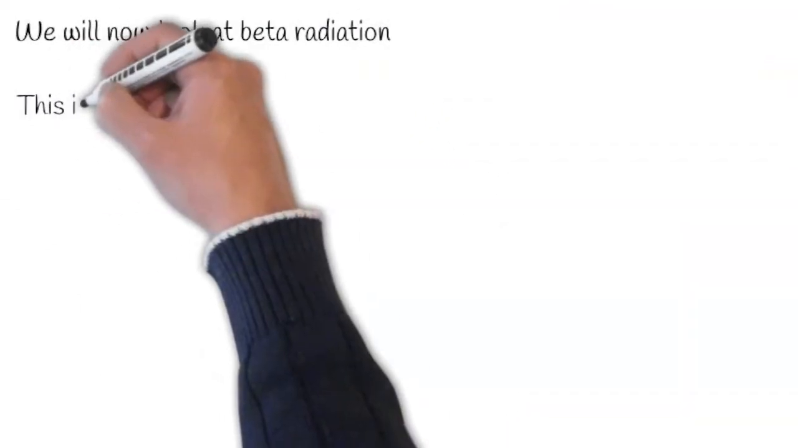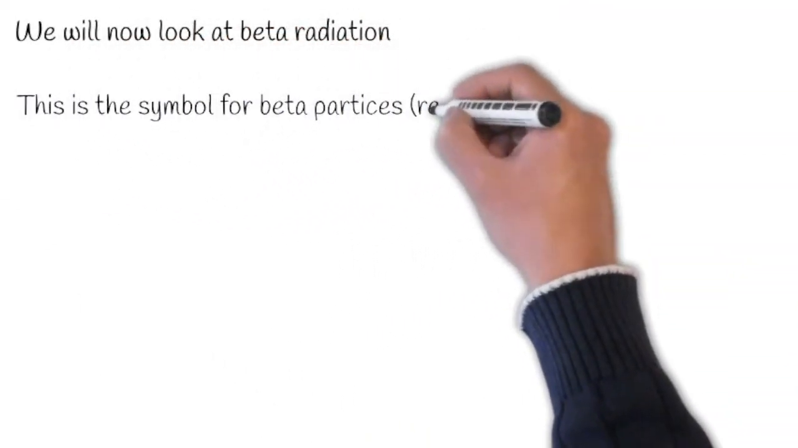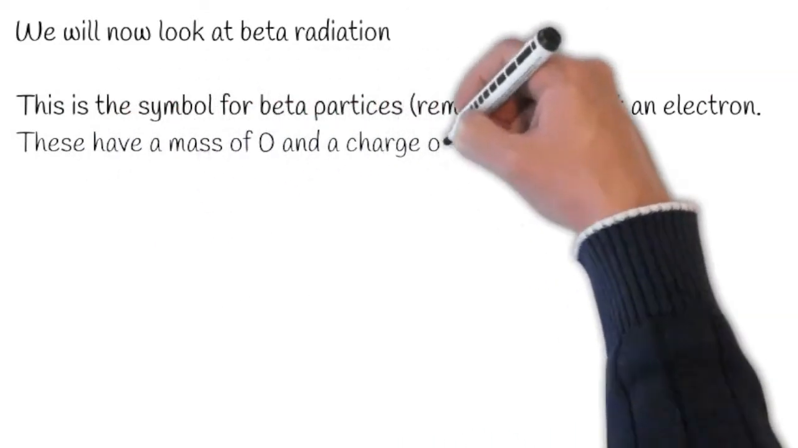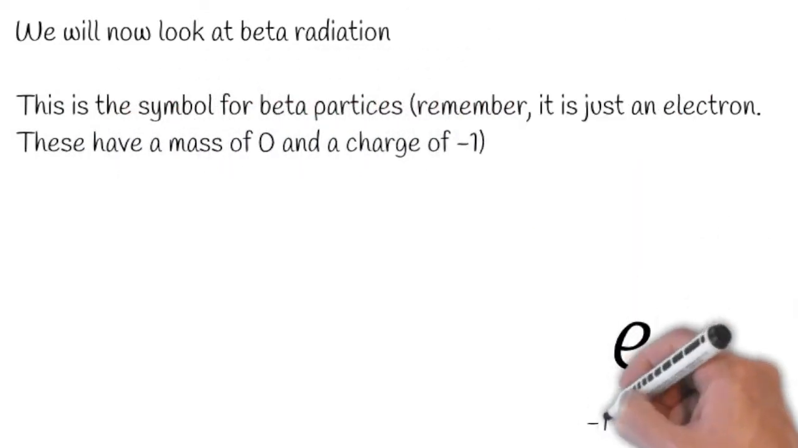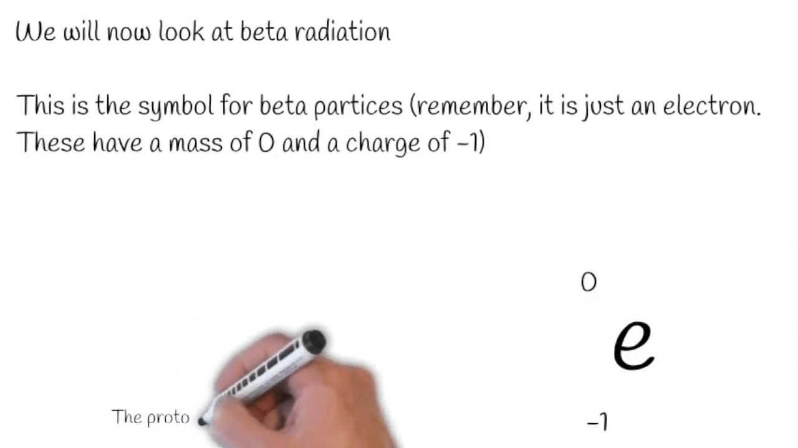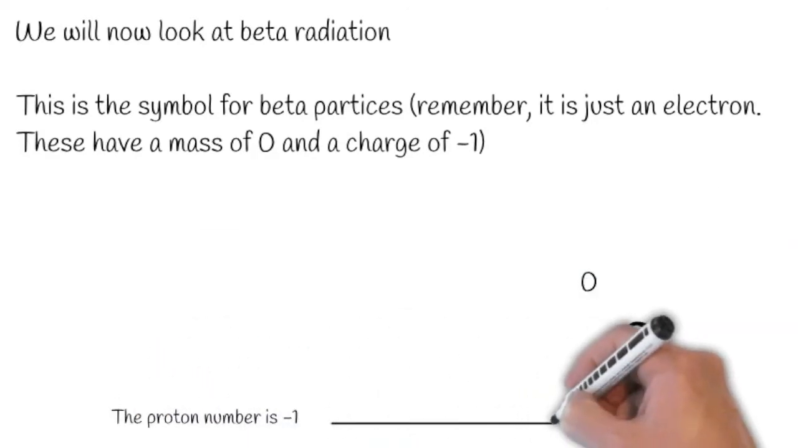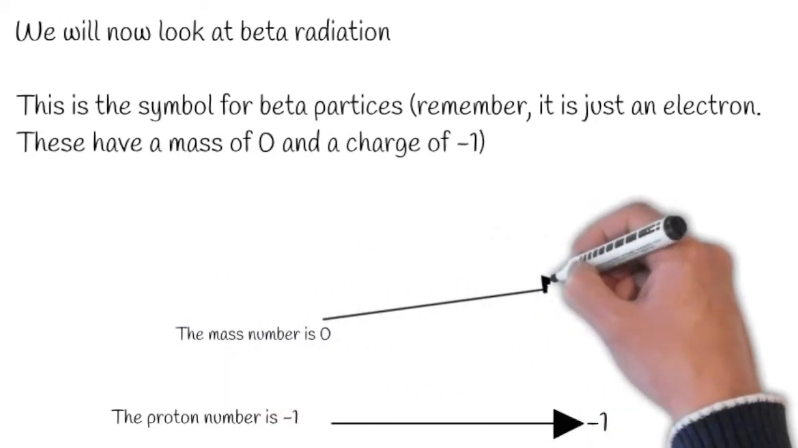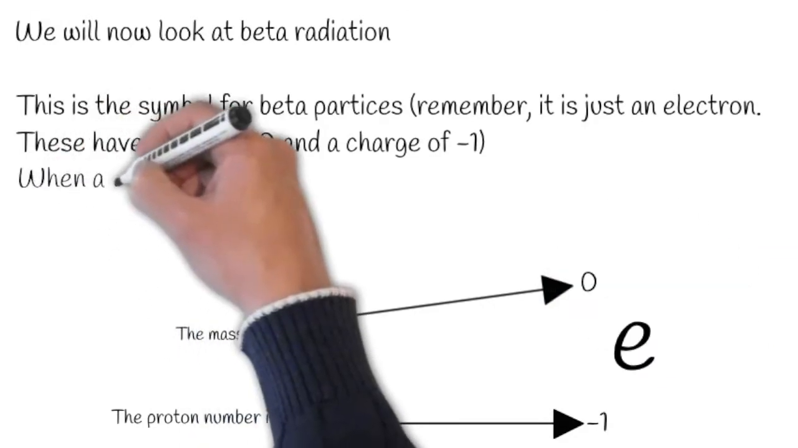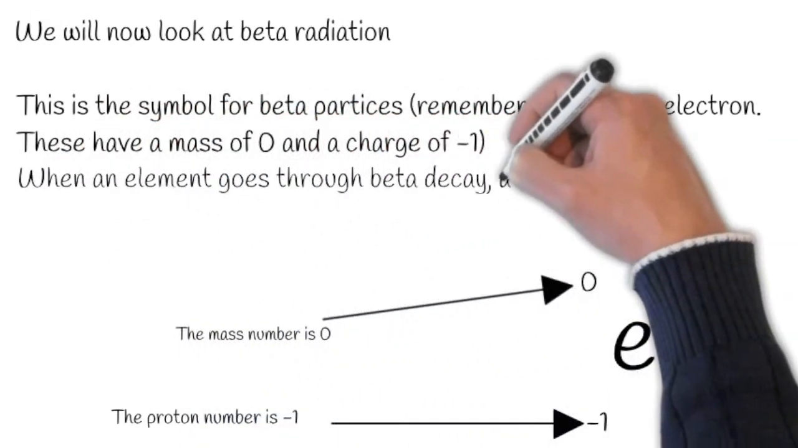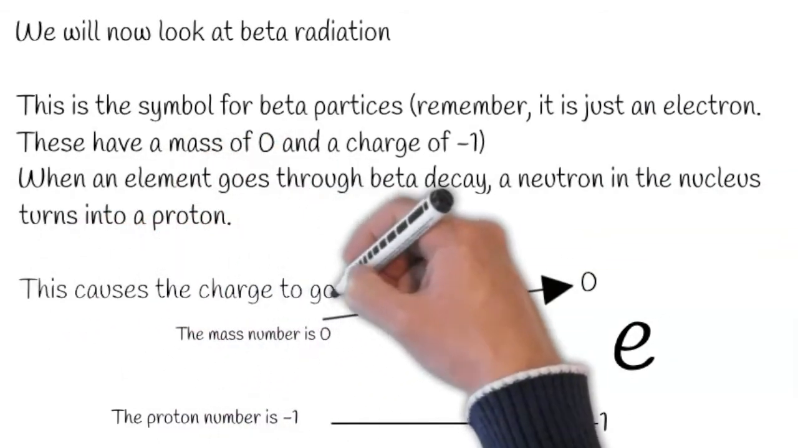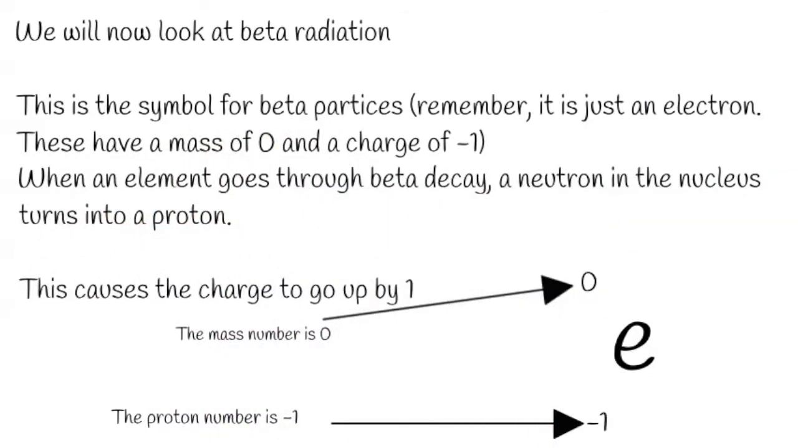We will now look at beta radiation. Here is the symbol for beta particles. Remember, it is just an electron. So they have a mass of 0 and a charge of -1. The proton number is -1 and the mass number is 0. When an element goes through beta decay, a neutron in the nucleus turns into a proton. This causes the charge to go up by 1.